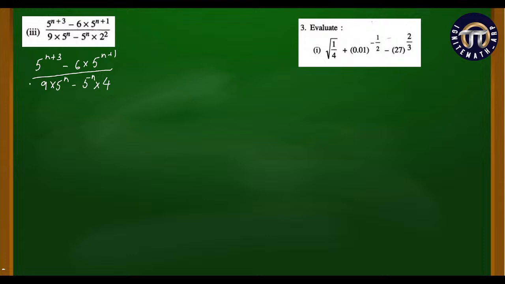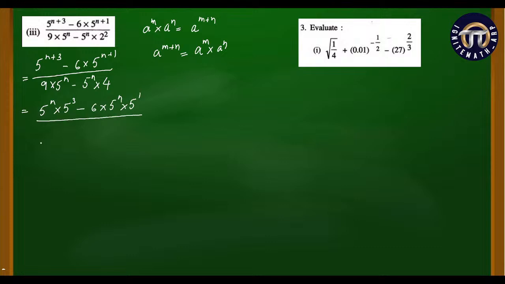So now I can apply the reverse product law. What is the reverse product law? See, a to the power of m into a to the power of n, I can write as a to the power of m plus n. Suppose I am given a to the power of m plus n, I can write this as a to the power of m into a to the power of n. So here 5 to the power of n plus 3 is there. I can write this as 5 to the power of n into 5 to the power of 3, minus 6 into 5 to the power of n into 5 to the power of 1. Again I retain the denominator as it is, minus 5 to the power of n into 4.